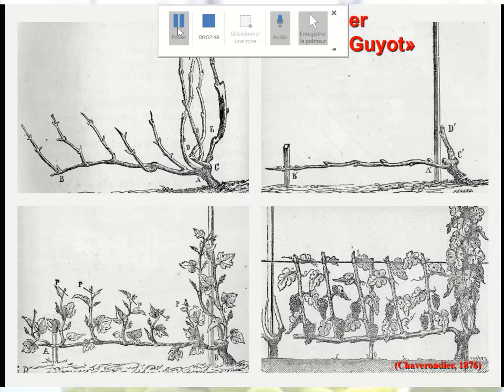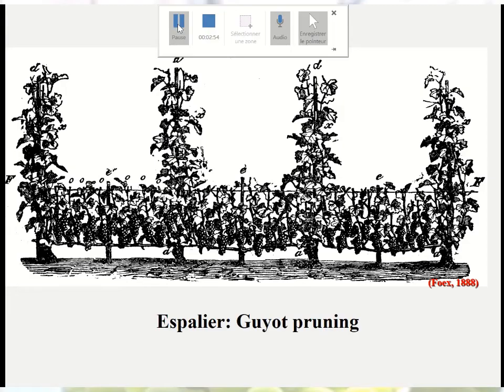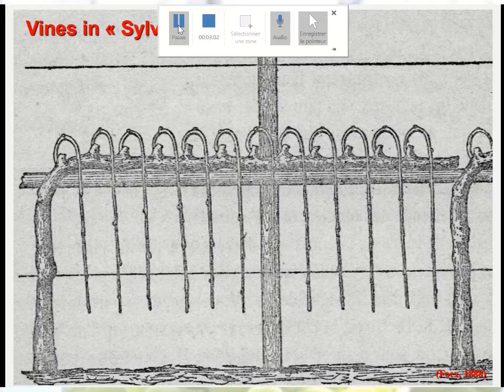This is certainly among the first drawings representing cane pruning or guyot pruning. Another example of guyot pruning, and you see that the primary shoots are trellised. I will show you some photos or drawings now, so I will present fast.